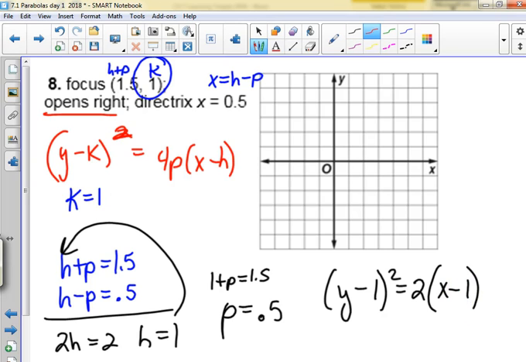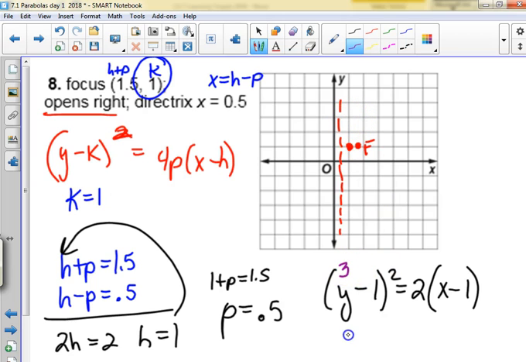Okay, let's graph this. The vertex is at 1, 1. P is 0.5. Which way does this open? To the right. So the focus is 0.5 this way. The directrix is 0.5 this way. Okay, which would I want to put in if I had to find another point? I just want to practice that idea one more time. Which would I put in? I want to put in a y. And like 3 would work, yes?